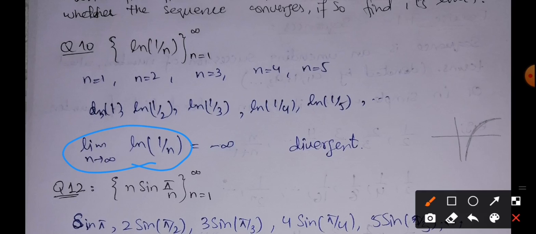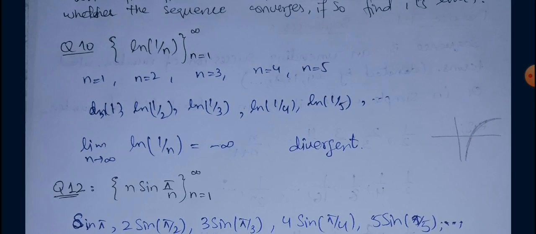So when I put the limit over here, you can see by the graph that as n approaches 0, the function is approaching, or y is approaching, negative infinity. So it is a divergent sequence, it cannot be a convergent one.